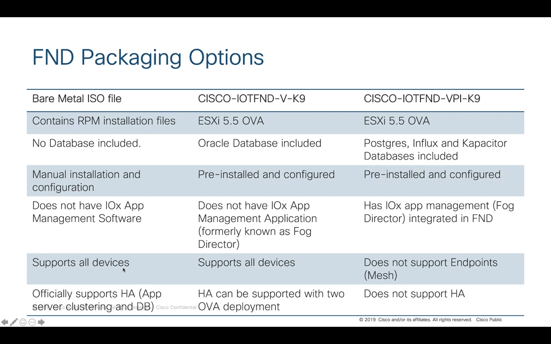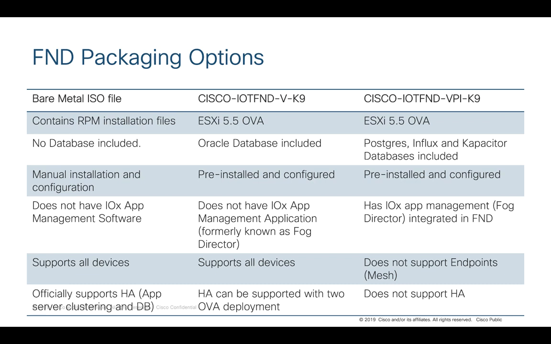The bare metal ISO, which is basically the RPM installation files, supports all device types. And the VK9 also supports all device types. The VPI does not support mesh. It does not support any of the endpoints. And then lastly, the ISO or the bare metal installation typically deployed with Oracle officially supports the HA functionality.